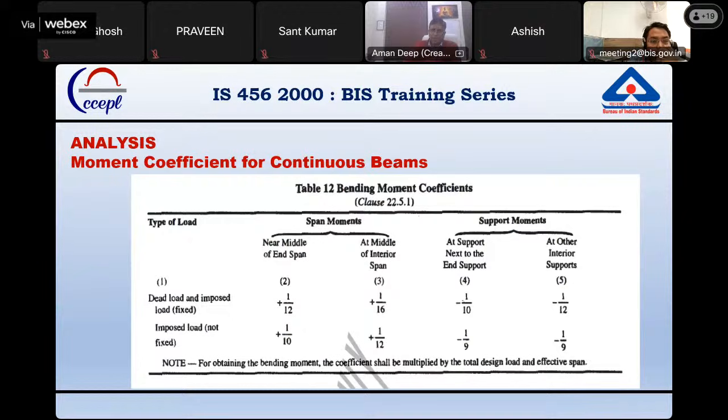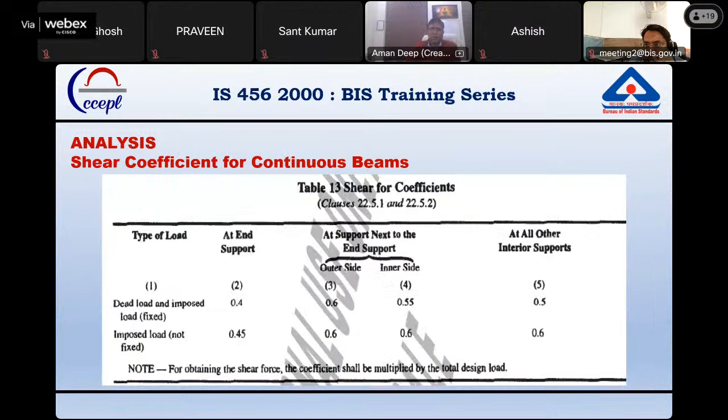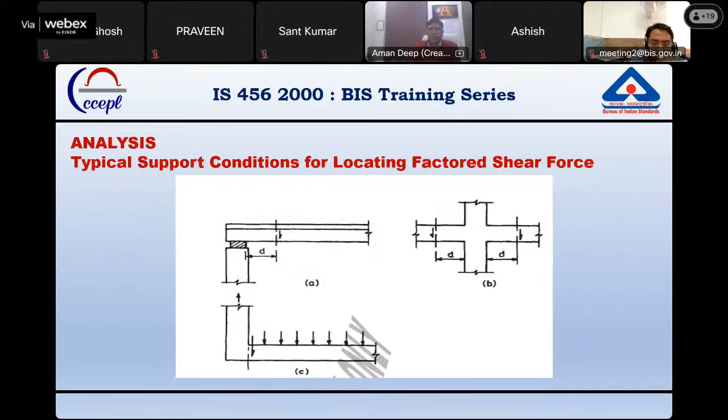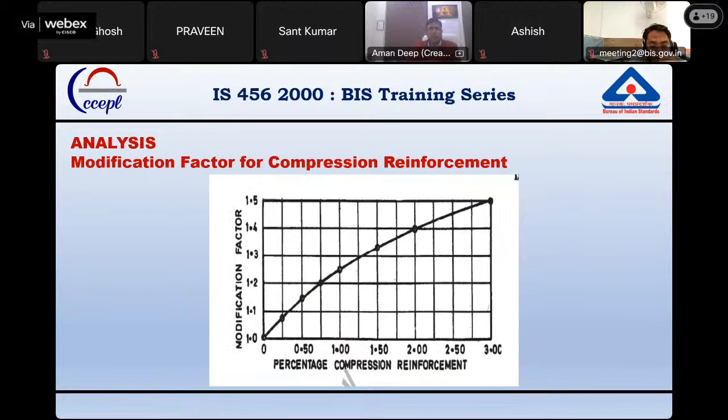But when we have to calculate the earthquake forces along with the gravity loads, then the analysis becomes a bit critical, and that has to be properly worked out. Some shear coefficients are also given for guidance in IS 456, typical support conditions for loading factor shear force. So all these criteria are given.